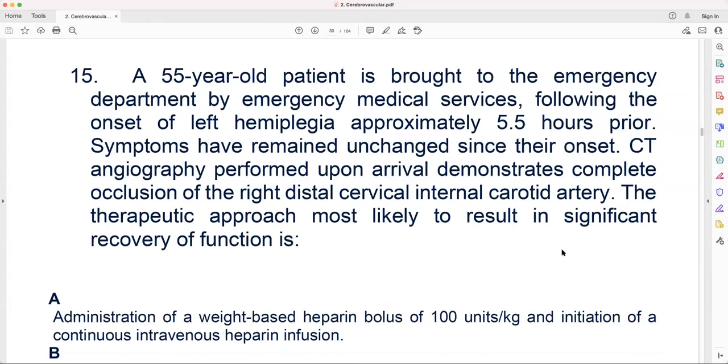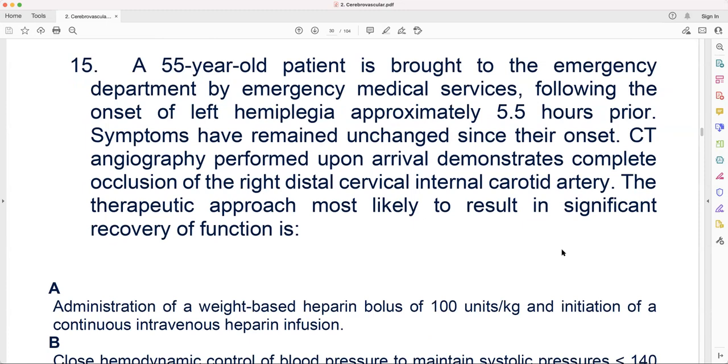A 55-year-old patient is brought to the emergency department by emergency medical services following the onset of left hemiplegia approximately 5.5 hours prior. Symptoms have remained unchanged since their onset. CT angiography performed upon arrival demonstrates complete occlusion of the right distal internal carotid artery. The therapeutic approach most likely to result in significant recovery of function is. So we are talking about acute stroke resulting in left-sided hemiplegia with CT finding of acute occlusion of the right internal carotid artery distally.